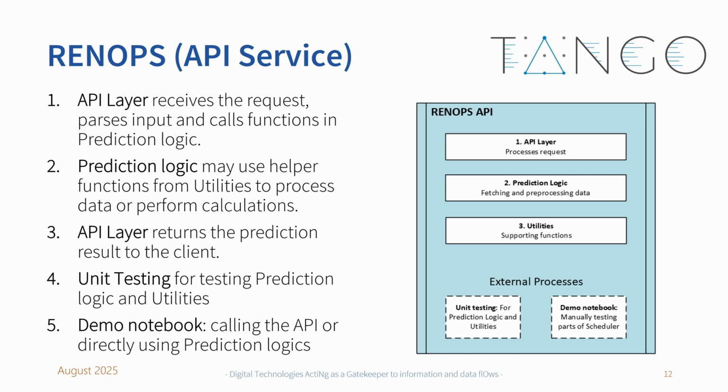The API layer receives the request, parses the input, and calls functions in the prediction logic. The prediction logic may use helper functions from the utilities module to process data or perform fetching and pre-processing of raw weather or energy data. The API layer then returns the prediction result to the client.